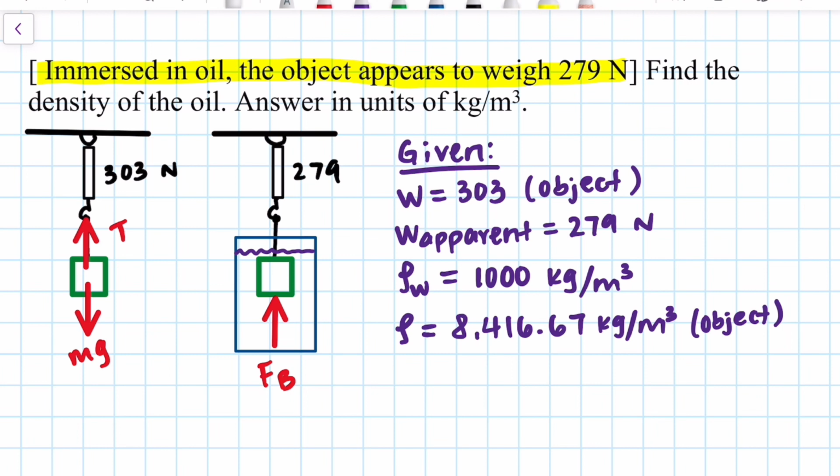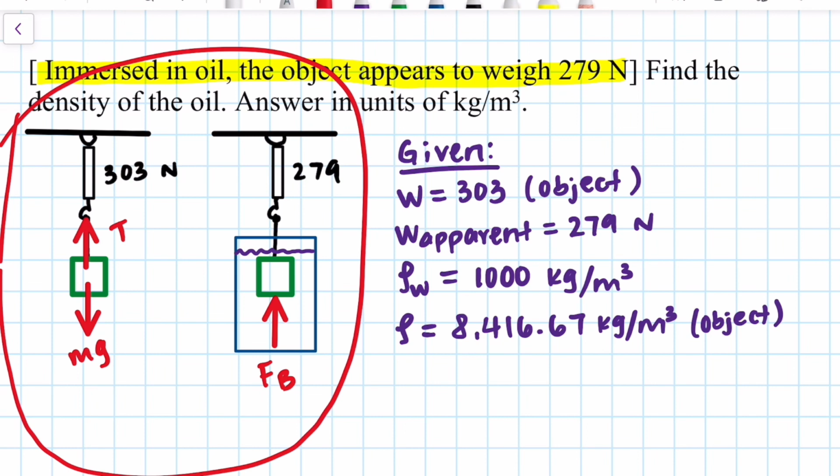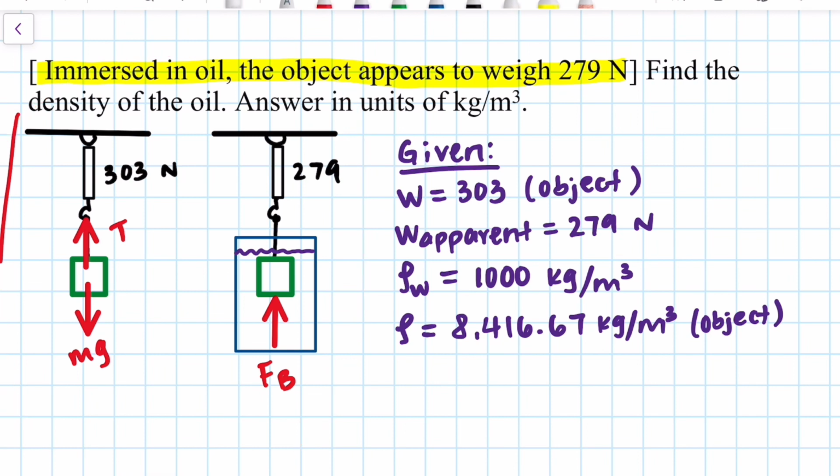If you haven't watched the first video, I suggest you watch it because I explain why I set it up like this, because the text says something else. But this way works too, and I think it's not as confusing. Okay, so now we need to find the density of the oil. Let me just point out that this quantity is the answer from the last problem.